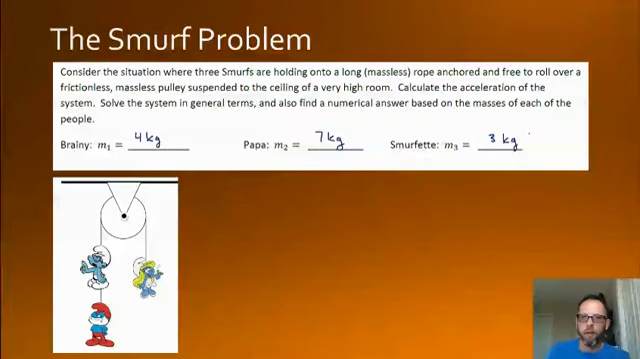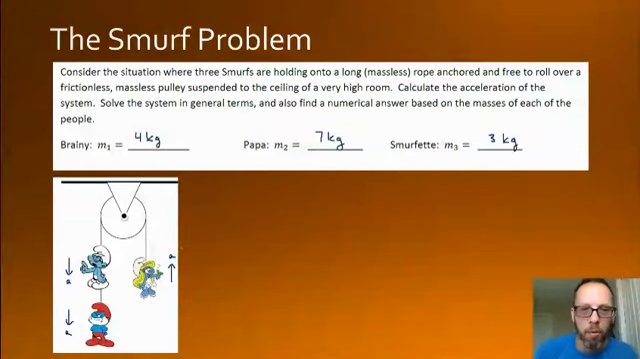What we're going to do is find the acceleration of this system. I think we could all kind of see, since Smurfette weighs a lot less than Brainy and Papa combined, that Brainy Smurf is going to be accelerating down with some acceleration. Papa Smurf will be accelerating down with that same acceleration, but like the coin problem we did in our last lesson, Smurfette is going to be accelerating up.